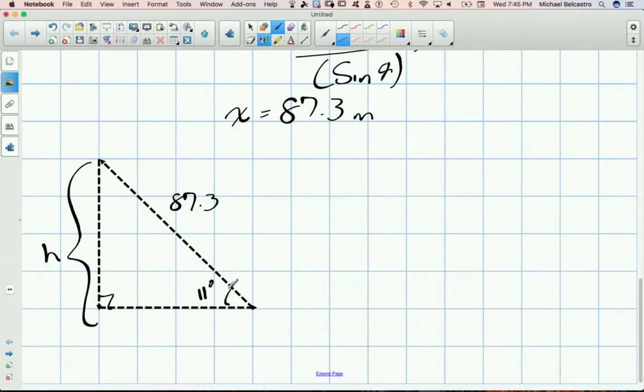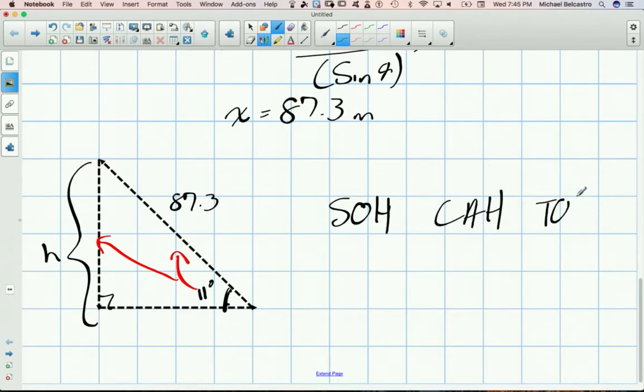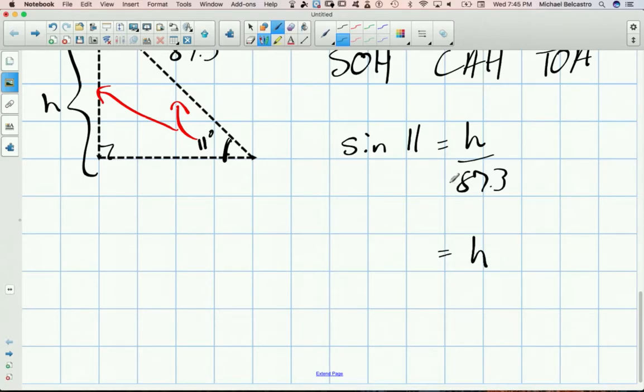So, of the angle we have, this is the opposite side, and this is the hypotenuse. Do you remember from SOHCAHTOA which you would use if you have the opposite and the hypotenuse? Yeah. What would we use? So yeah, we use our sine ratio for it. So sine of our angle here, which is 11 degrees, is equal to the opposite, which is our unknown. We'll call it h, the height, over our hypotenuse, which is 87.3. To isolate for h, we bring 87.3 up, so we do 87.3 times sine of 11.